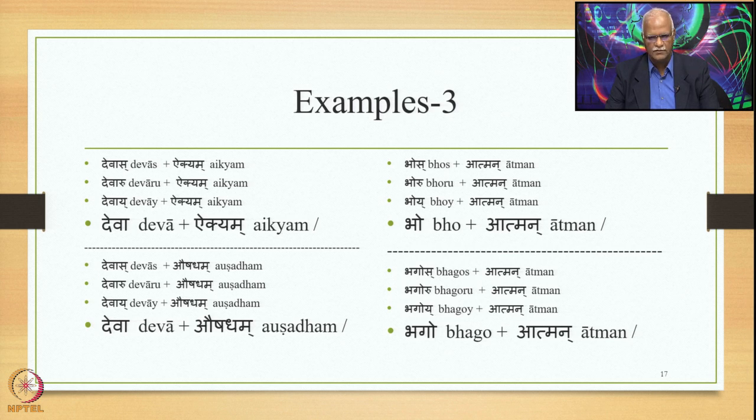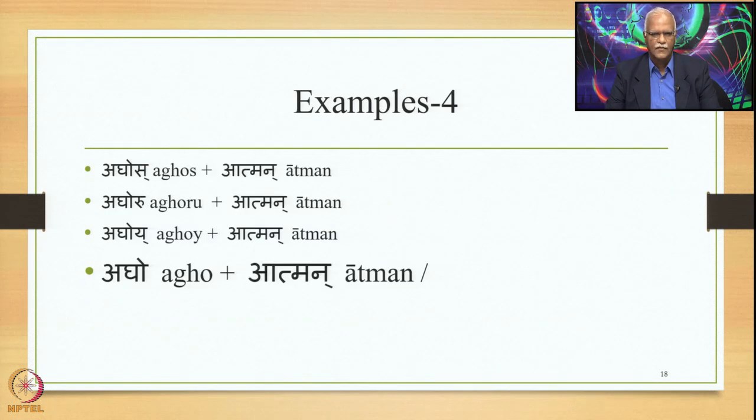Similarly, bhos plus atman, and sa gets substituted by ru, ru by ya, and ya is finally optionally deleted. So we have bho atman. Similarly, bhagos plus atman, and sa is substituted by ru, ru by ya, and then ya is optionally deleted. So we get bhago atman. And finally, aghos plus atman. Sa is substituted by ru by the sutra sasajusho ruhu. Ru is substituted by ya by the sutra bho bhago agho apurvasya yoshi. And then ya gets optionally deleted by the sutra lopashakalyasya. So we have agho plus atman optionally.